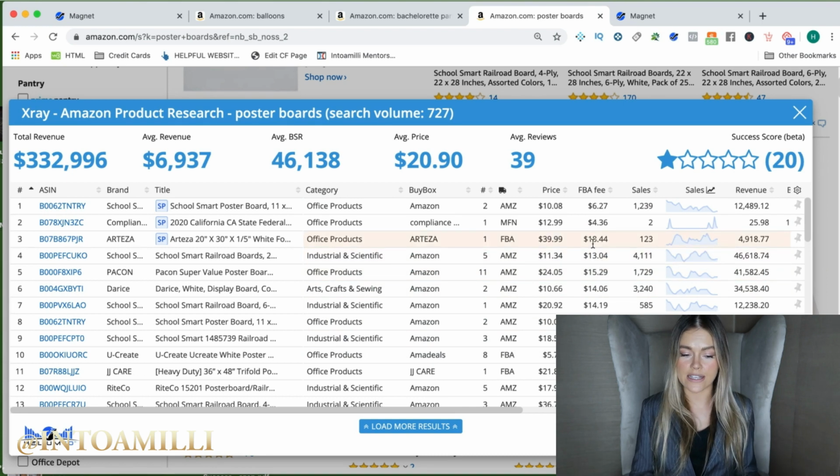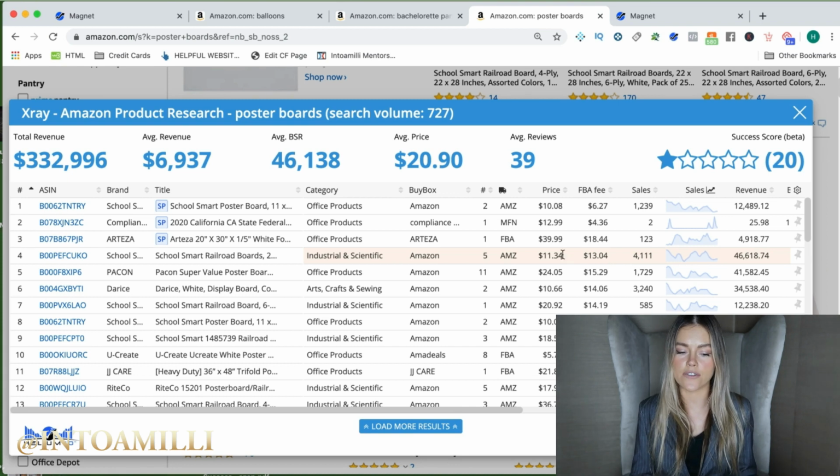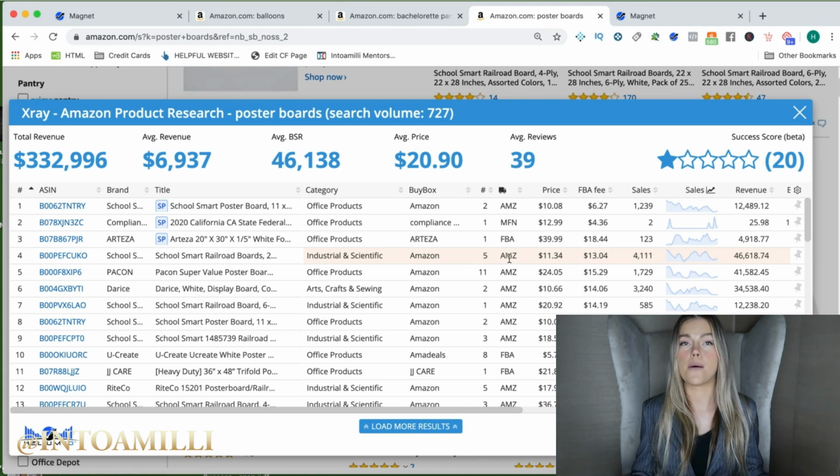$18 is just crazy, even though they're selling it with a margin. But a lot of these, okay, even this person, he is literally losing money. You can see that the FBA is $13 and his price right now is $11, but they're Amazon, so maybe they're giving themselves a discount on the fee. I don't know what they're doing, but just do the math. It doesn't add up. So that's one problem here.